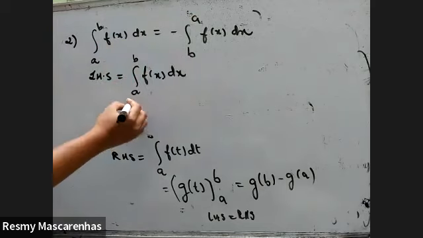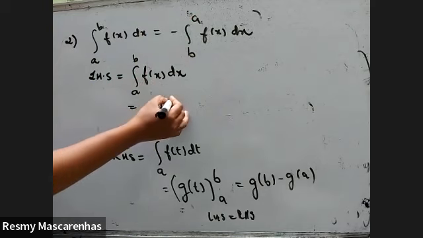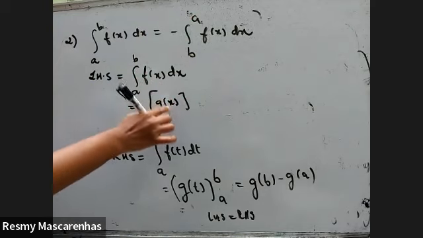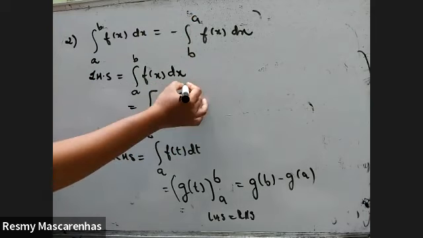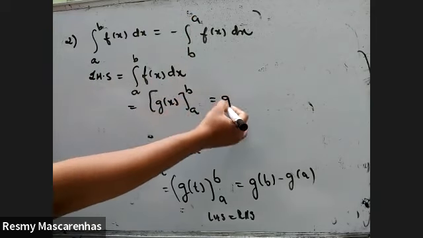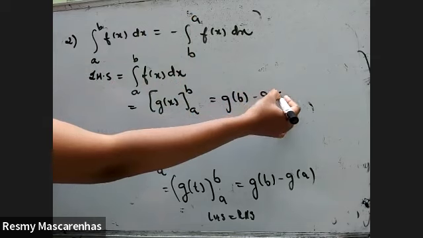This is same like the previous problem. You'll get g of x. Maybe integral of f of x is g of x. Then put this. So this will be higher limit minus the lower limit.